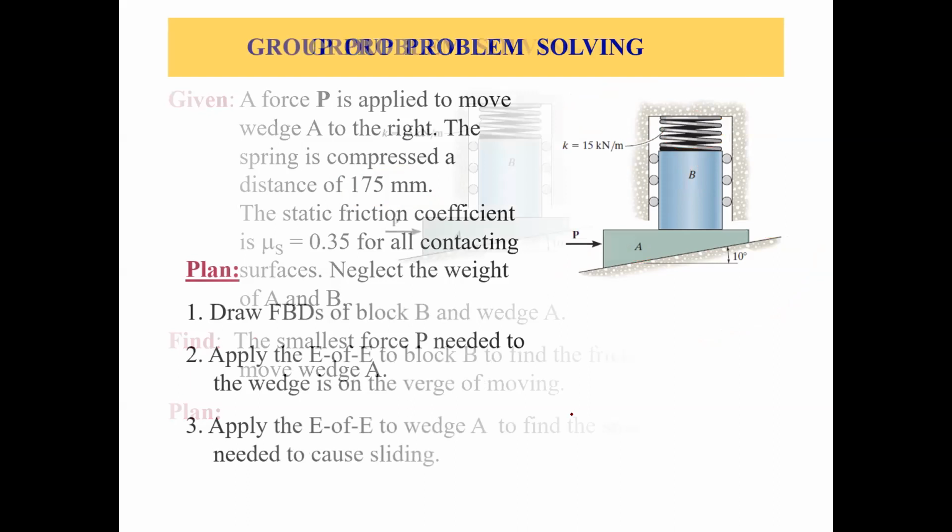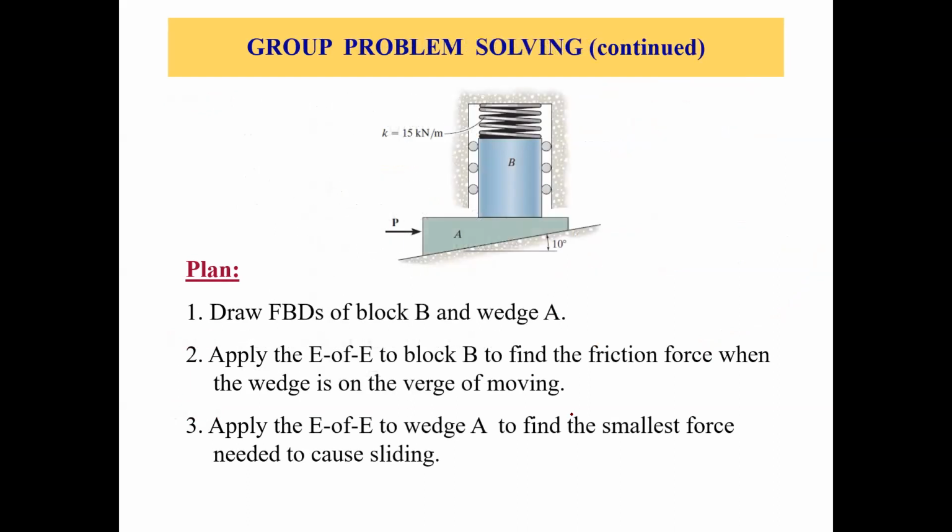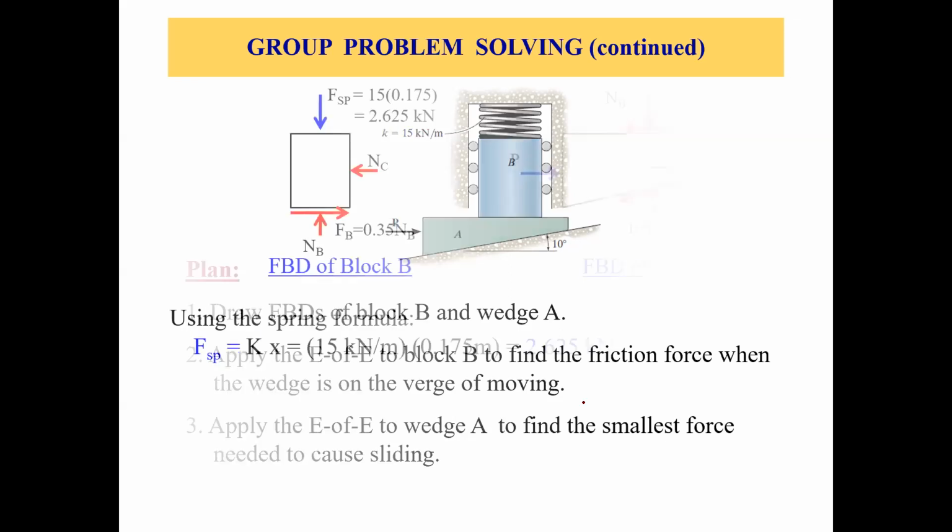So we know the steps, and we just go through them. Draw the free body diagrams of the block and the wedge. Apply the equations of equilibrium to block B to find the friction force when the wedge is on the verge of moving. Then apply the equations of equilibrium to wedge A to find the smallest force needed to cause lift. All right, so let's do that.